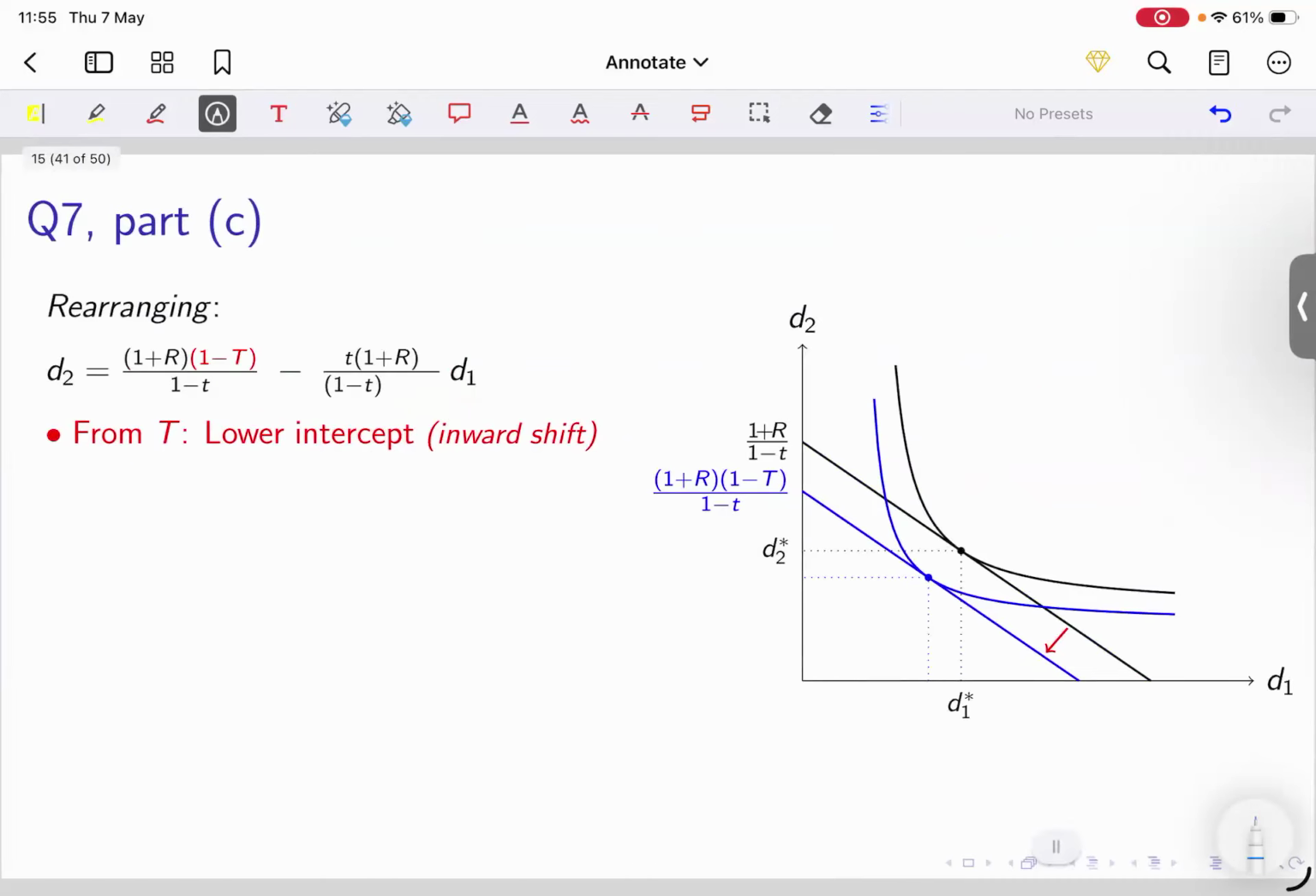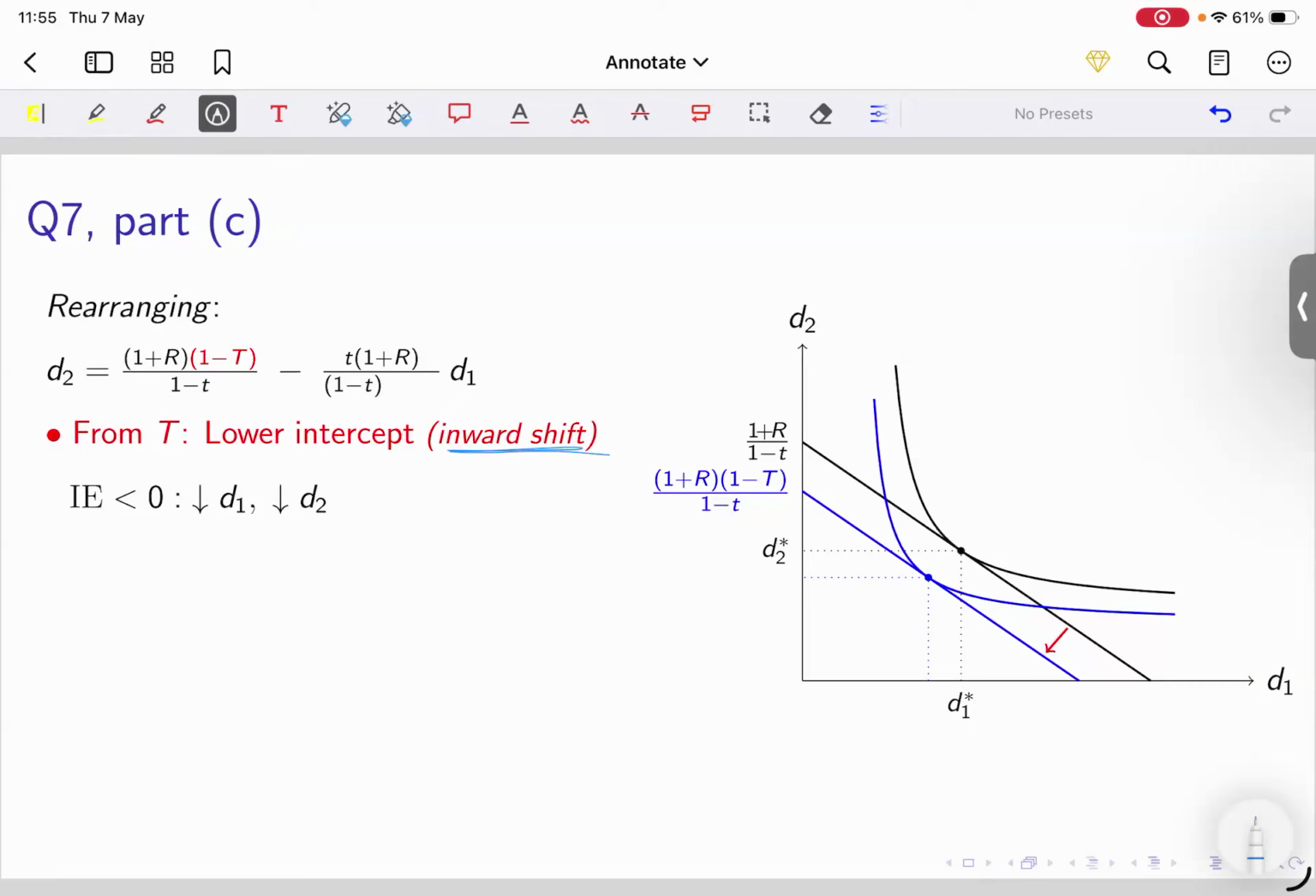Now, let me dissect the two. I'm going to ignore the interest rate now. A higher T means a lower intercept. This translates into an inward shift of your zero profit condition. The effect on the household is negative. Why? This is a pure income effect, which is negative and reduces what you can afford in either period. Indeed, the optimal D1 and D2 are both lower. Note this is a shift.